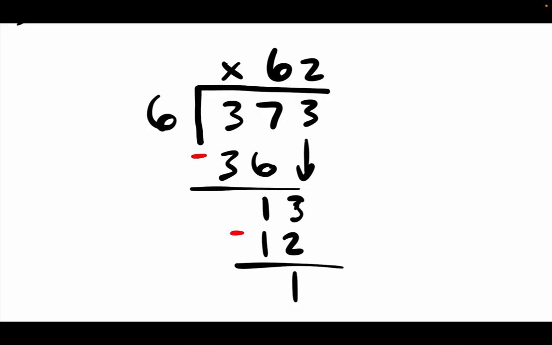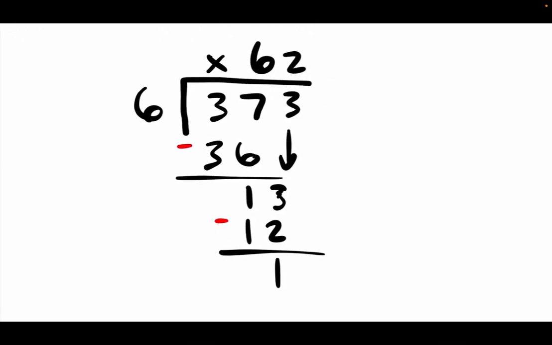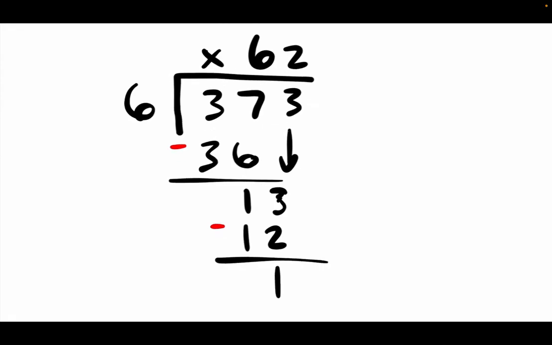So the third way, which is the way we're going to do it today, is we're going to take the remainder and make a fraction. The remainder goes on top. This guy's called the divisor. The divisor goes on the bottom. So in other words, this answer is 62 and 1/6. 62 and 1/6. That's what we're going to do today.